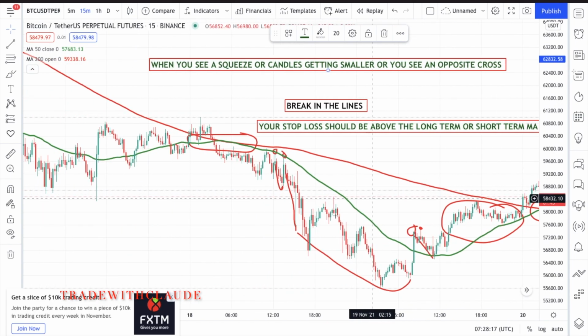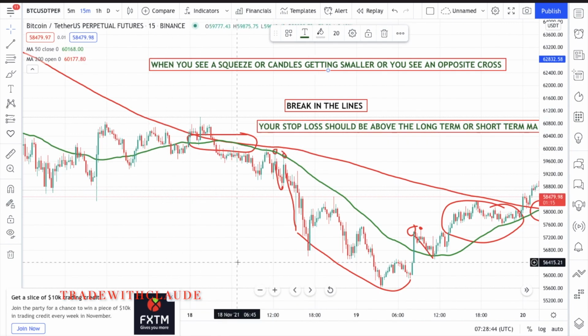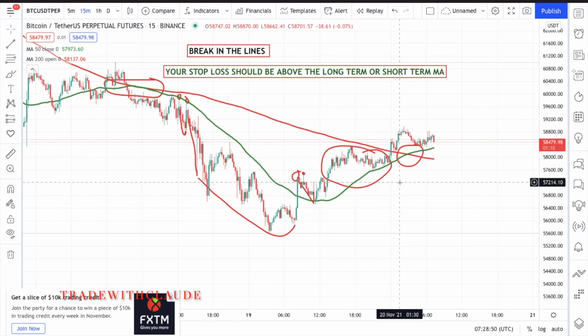So your first entry should be a break in the line. Your stop loss should be above the opposite, which is above this. If this is the long, this is a short. So when you're selling short, use this long for stop loss. When you're buying long, you have to use the red for the stop loss. This is just the reverse of it. It's not something that would confuse you or has to do with too much logic, too much stress.